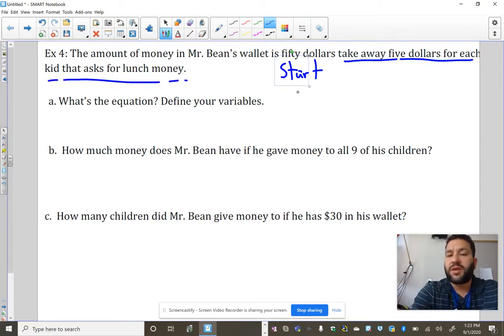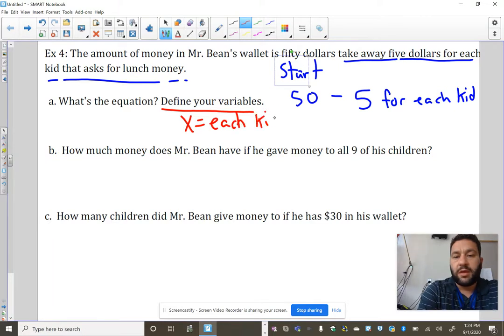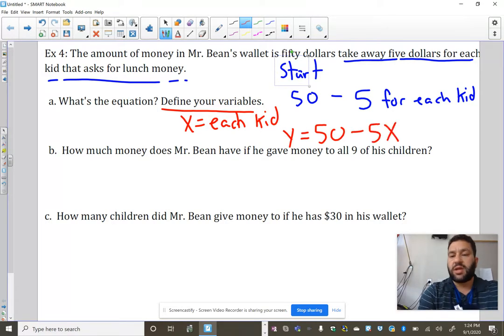So our starting value is going to be 50, Mr. Velez, and we are going to subtract $5 for each kid. Well, we as students don't want to write "for each kid" each time we do an equation, so that's why we use a variable. So look at part A, it says define your variables, and we're going to say x equals each kid. So our equation will be y equals our starting value subtracting how much for each kid. So y equals 50 minus 5x.